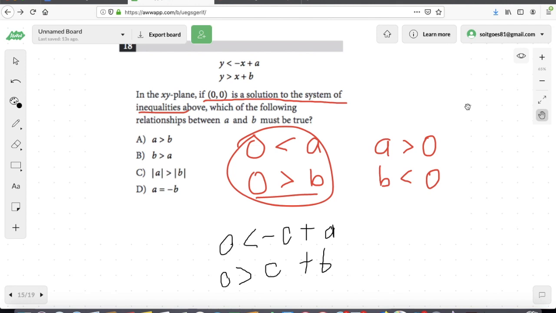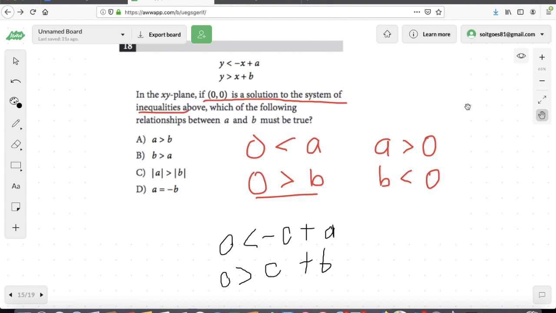No. Okay, so now let's look at the answer choices. It says, which of the following relationships between A and B must be true? Take a look at answer choice A. A is greater than B, which seems to be true. Does that have to be true? If A is greater than 0 and B is less than 0, yeah, that sounds about right.